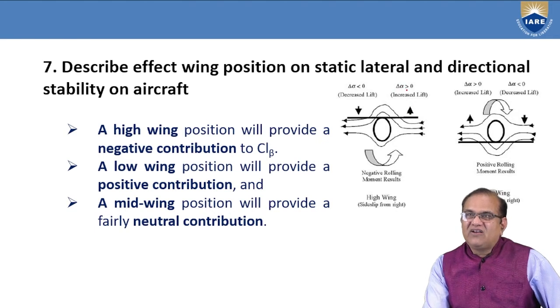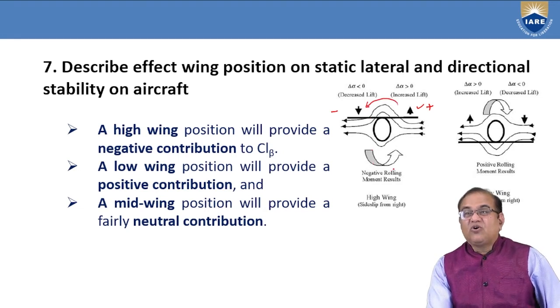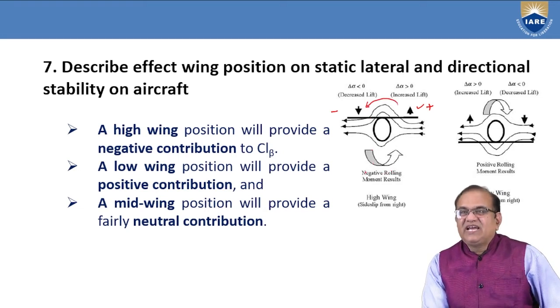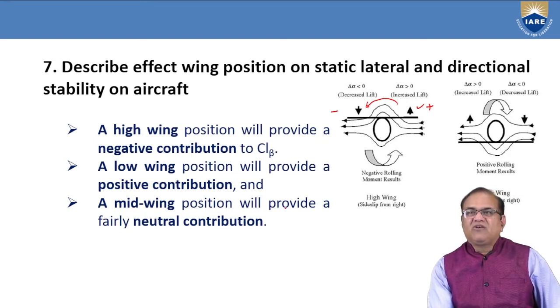The wing which is approached first will have a lift in the upward direction. So here delta alpha is greater than 0, so there is increased lift on this side. And here delta alpha is less than 0, so it is negative, and here you have the positive. So this will try to move in this direction. So a negative rolling moment will be generated by the high wing configuration, a low wing position will provide a positive contribution, and a mid wing position will provide a fairly neutral contribution.